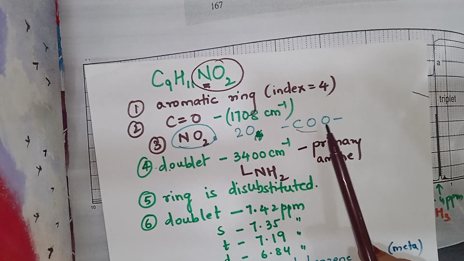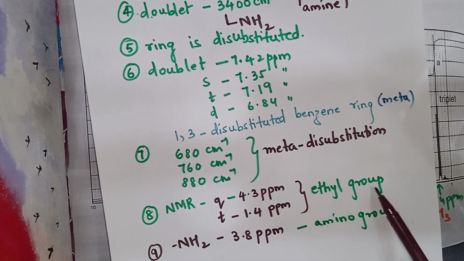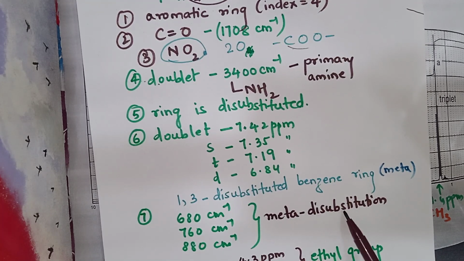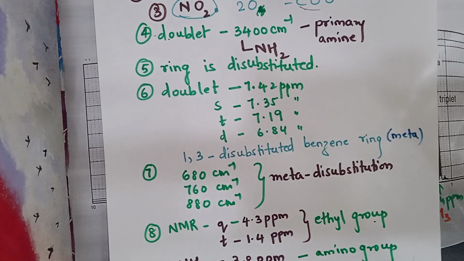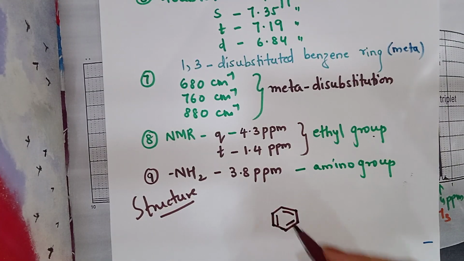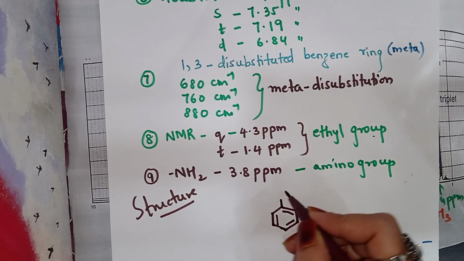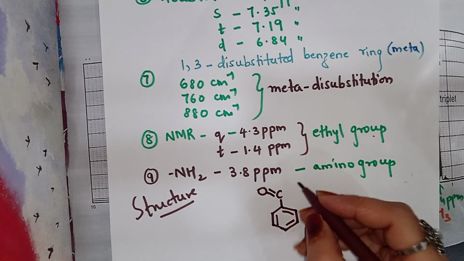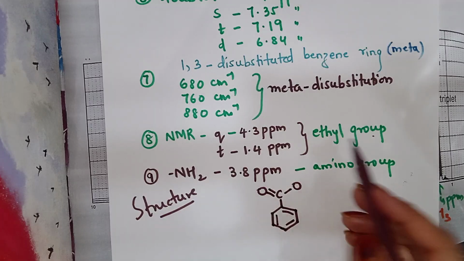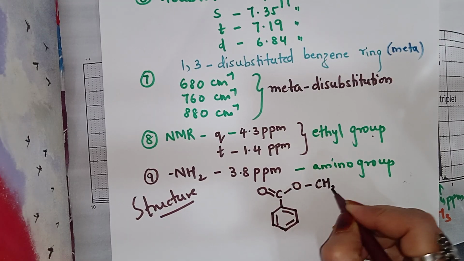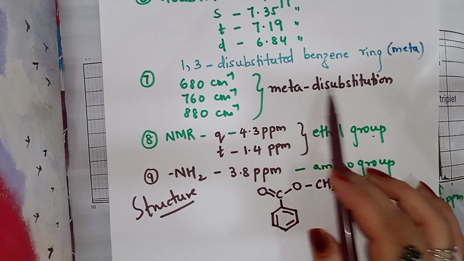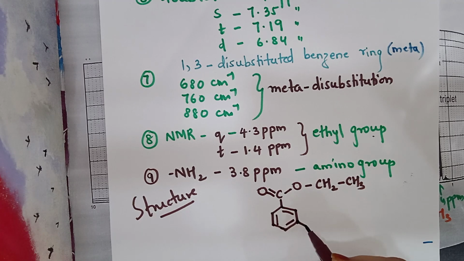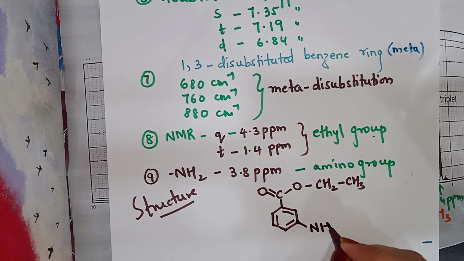We have got a COO group. We have got an ethyl group. We have got an amino group. We know it is meta-di substitution. So, let us write down the structure. An aromatic ring, a carbonyl carbon along with the ester carbon with an ethyl group, di-substitution at the meta position. So this is 1, 2, 3, this is the meta position having the NH2 group.